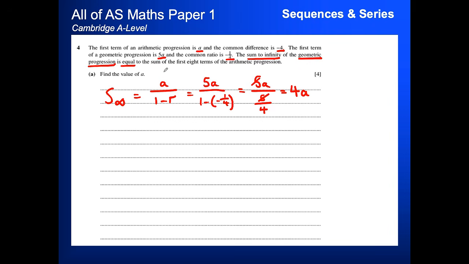And now we need to focus on the second part of the question, which is the sum of the first 8 terms of the arithmetic progression. This is equal to this 4a. So let's work out what S8 is first of all. This is also from the formula sheet.